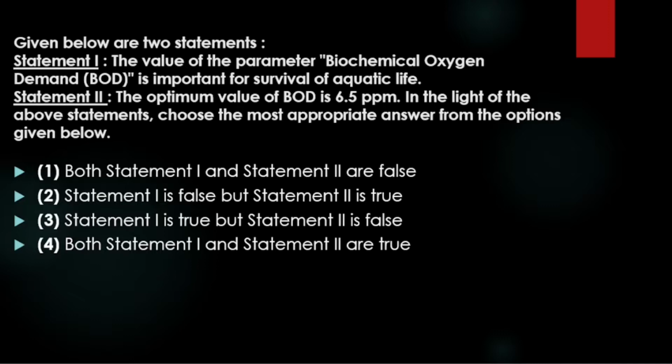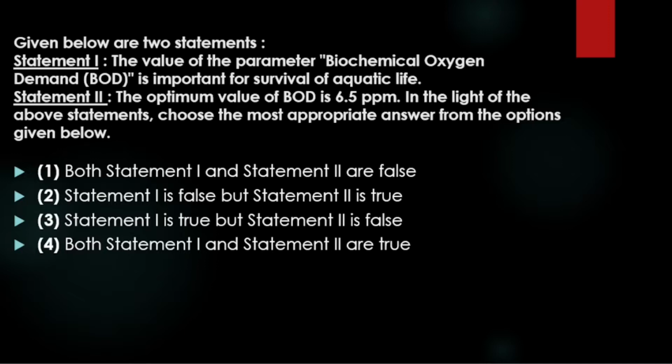First one: the value of the parameter biological oxygen demand, BOD, is important for the survival of aquatic life. Statement 2: the optimum value of BOD is 6.5 ppm. In the light of the two statements, which is the most appropriate answer?